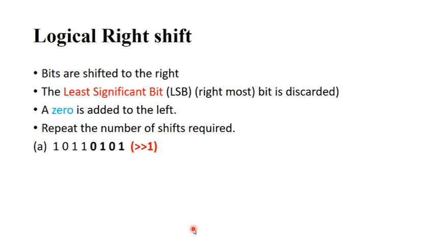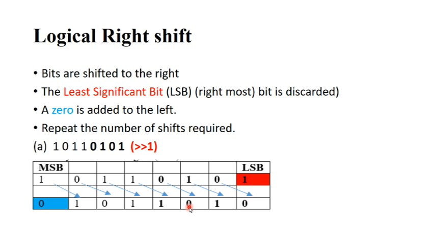Now, let's move on to the logical right shift. The logical right shift is pretty much the opposite of the logical left shift. So if you mastered the logical left shift, you should be able to go through the logical right shift. Let's start with this example. As usual, in our 8-bit register, we have the most significant bit, which is the leftmost bit, and then we have the least significant bit, which is the rightmost bit.